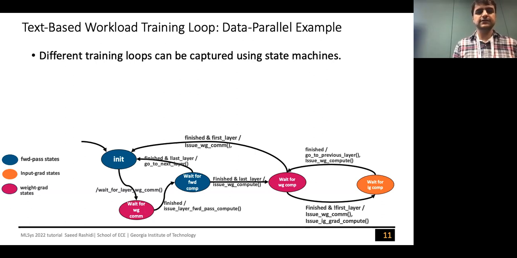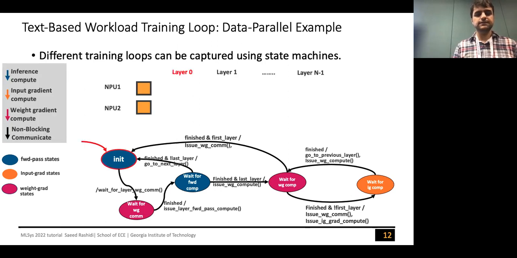This is a very simple case of a data parallelization strategy. In this example you can see two NPUs that are doing data parallel distributed training, and each of those NPUs has this state machine as a part of its workload layer. They start with the init state, then they wait. Here we first need to make sure that from the previous training iteration, we don't have any pending communication for this layer. After we make sure, we simulate the compute time that the GPU needs to execute that layer's forward pass.